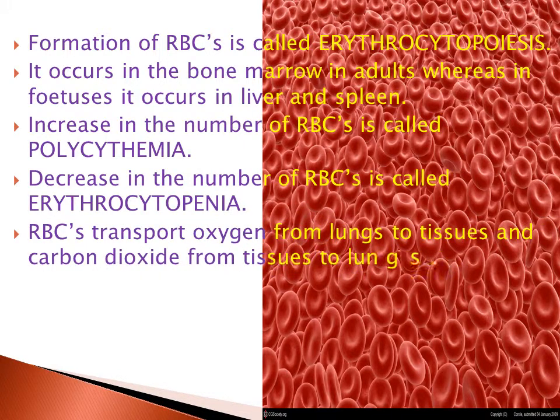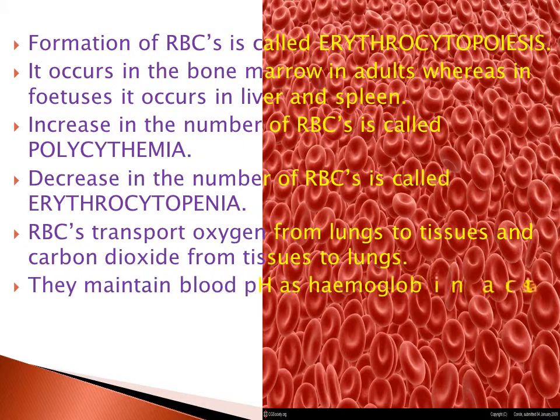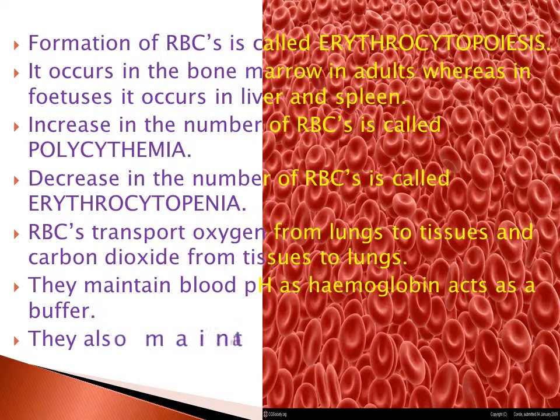RBCs transport oxygen from lungs to tissues and carbon dioxide from tissues to lungs. They maintain blood pH as hemoglobin acts as a buffer. They also maintain the viscosity of blood. So they are lovable, isn't it?